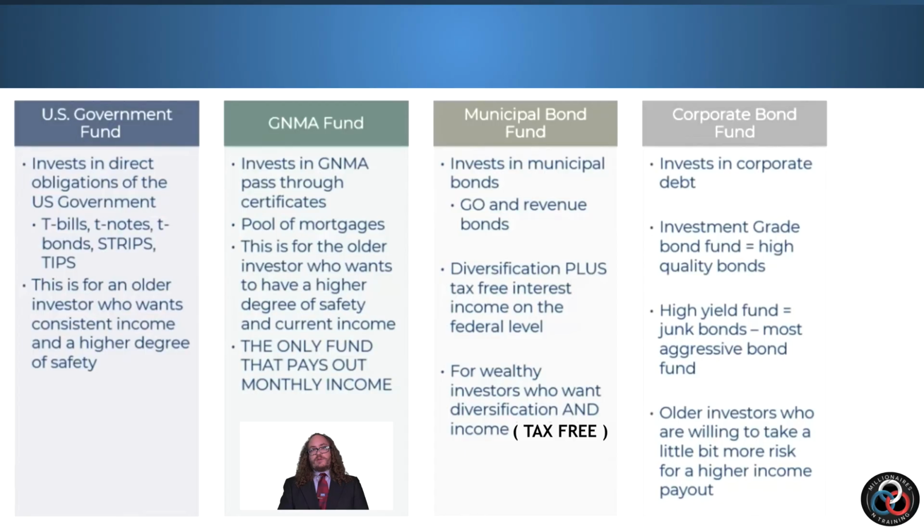A Ginnie Mae fund or Ginnie Mae debt invests in pass-through certificates, and these are pools of mortgages. An older investor wants to have a higher degree of safety with current monthly income. That's the key word, monthly. That's the investor for a Ginnie Mae fund. It's the only fund that will automatically pay out monthly income to investors because people pay their mortgages monthly.